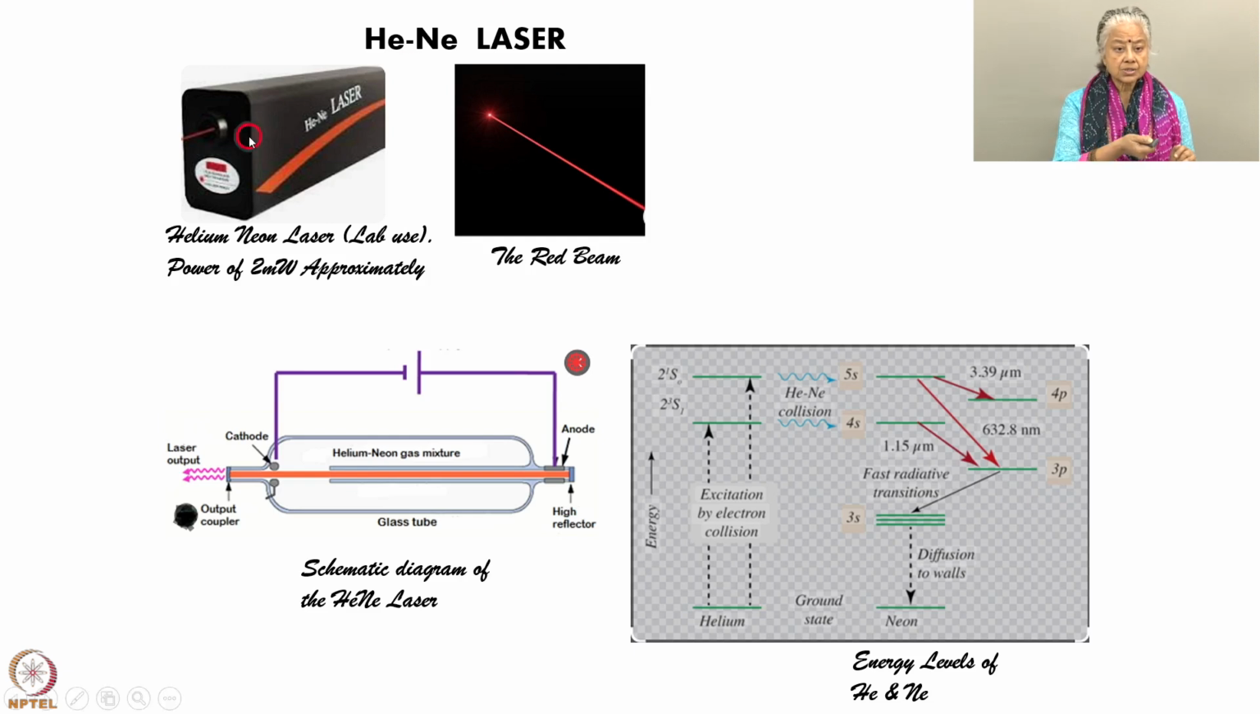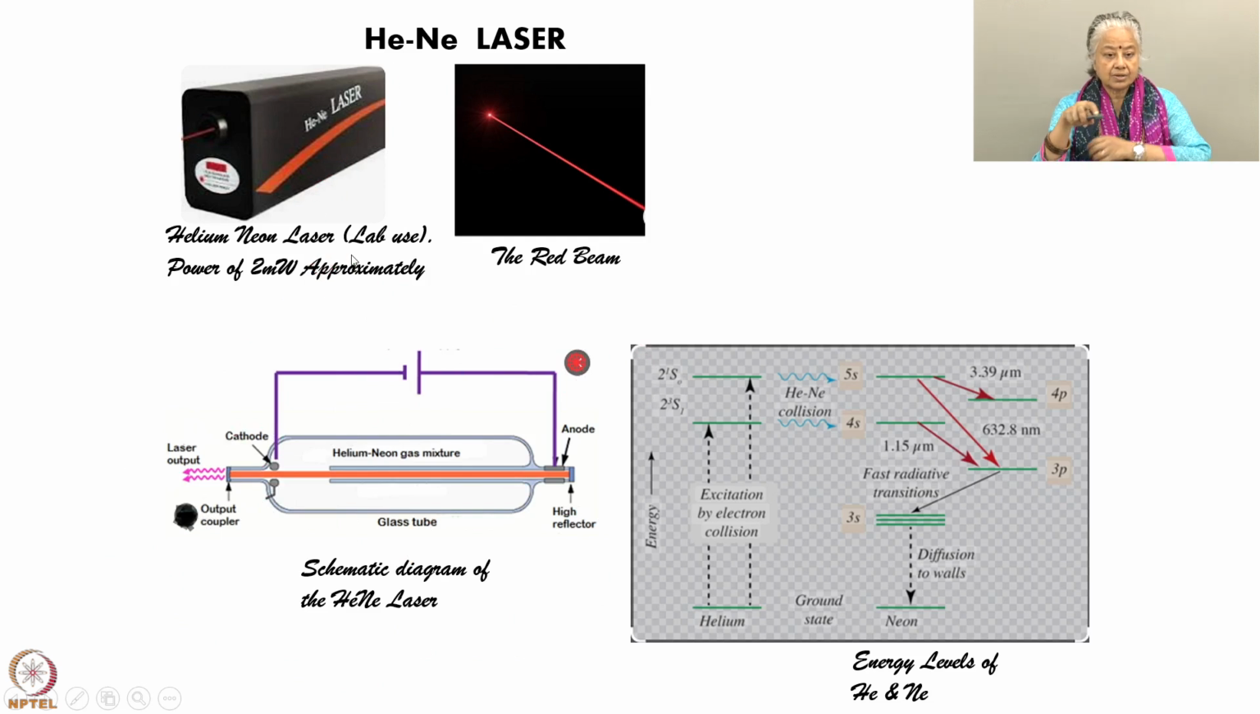So, this is a box. Now, I really want to know what's inside this box. It's giving a red light, and I'll give you the exact wavelength of this light. But here, this is a schematic diagram of the helium neon laser, and this is what it looks like inside this box.